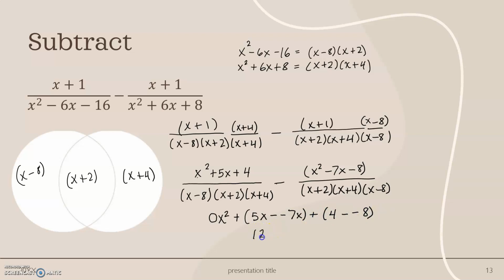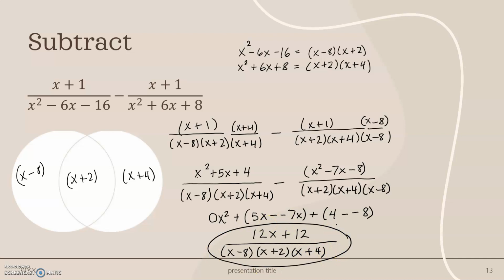So I have 12x plus 12 over all of these factors. So the difference here is I'm subtracting each of my terms rather than adding my terms. Okay. And also 12x plus 12 is factorable, but it factors as 12 times x plus 1, and x plus 1 wouldn't cancel with anything in this fraction, so we are done. All right, that's adding and subtracting fractions.